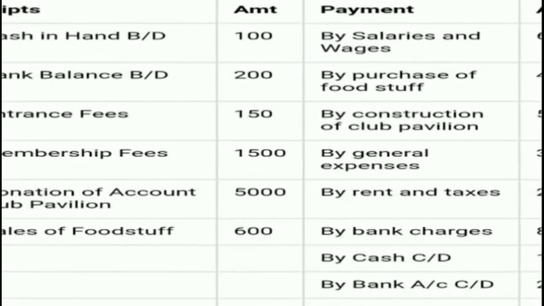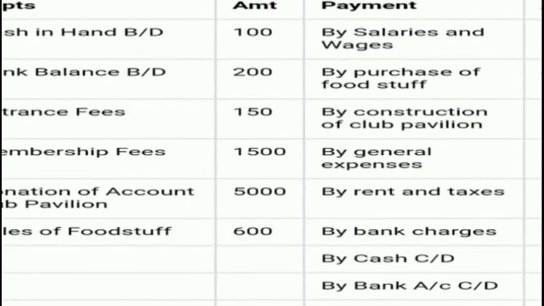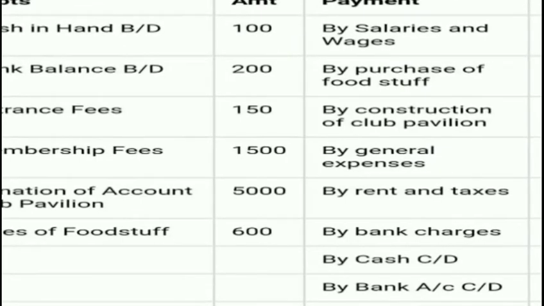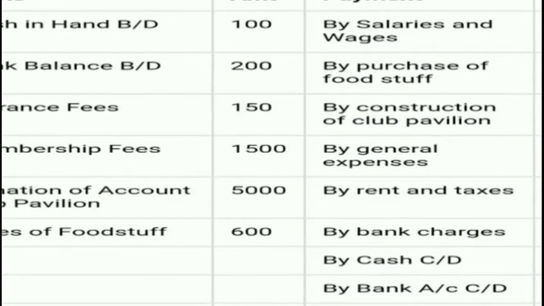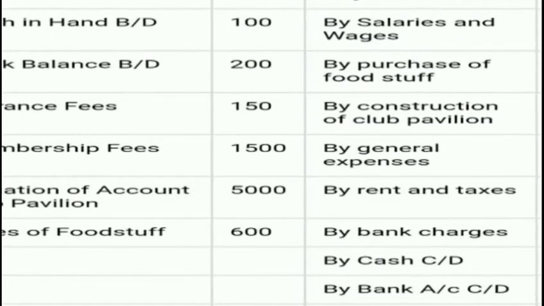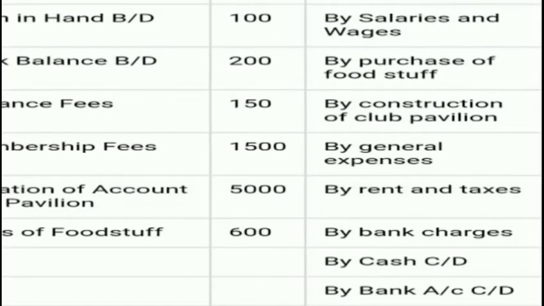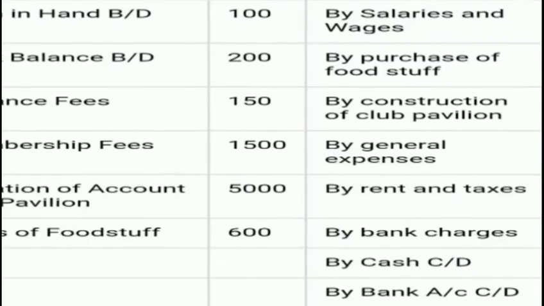Since the closing balance is given, we will find that the total of the debit side and the total of the credit side are the same. Now, if the closing cash and bank balance is not given, then of course there will be a difference between the total of the debit balance and the credit balance, and this difference is known as the closing cash or bank balance.